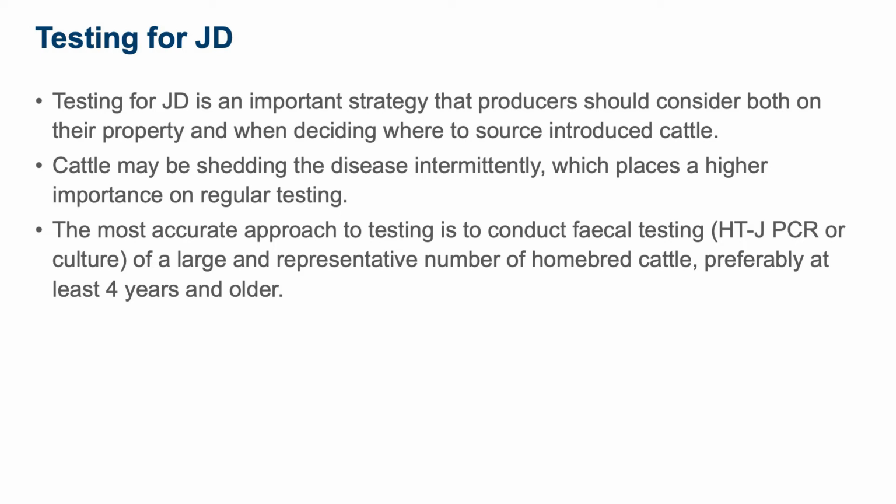Testing large numbers of homebred animals over 4 years of age, plus any introduced animals over 4 years of age provides the best chance of detecting the disease if it's present. The larger the number of animals tested with negative results, the more confidence you can have in those results because they indicate a low likelihood of infection on that property and in animals originating from that herd.